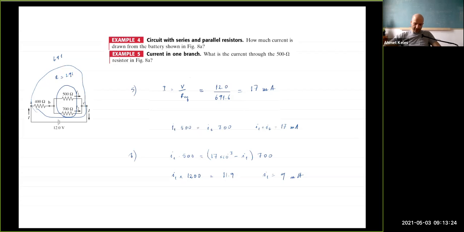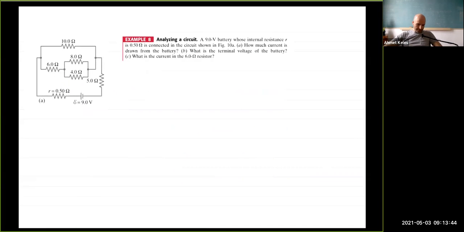Of course, I might have messed up these numbers. You should let me know if you find something different. Let's look at another one.